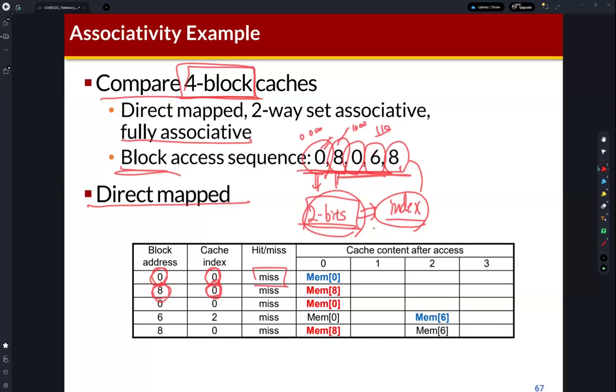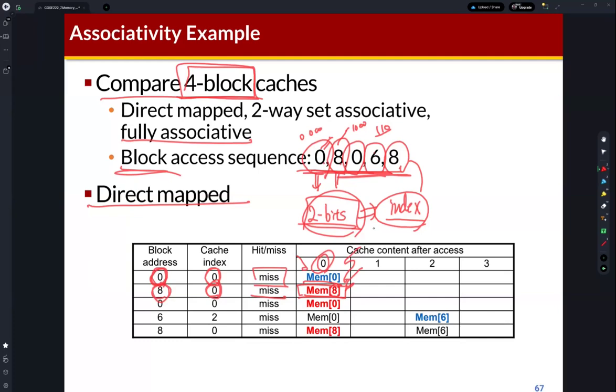How about the 8? The cache index is 0, so 8 will target the cache index 0. But the tag is mismatched, right? Because only the block address 0 is here. So what is the result? The result is a miss because the tag is not matched. Because this request missed in the cache, we need to allocate the new cache block. So its address is 8, and this is newly allocated in the cache, right?